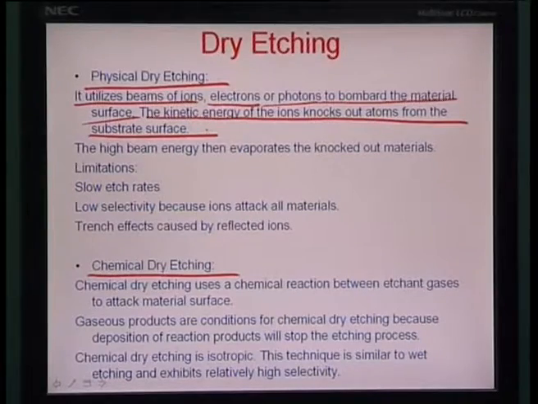So, high energy beams tend to evaporate metal atoms from the knocked out materials, and the basic mechanism of material removal is material ablation. There are some limitations in this high energy physical dry etching process.